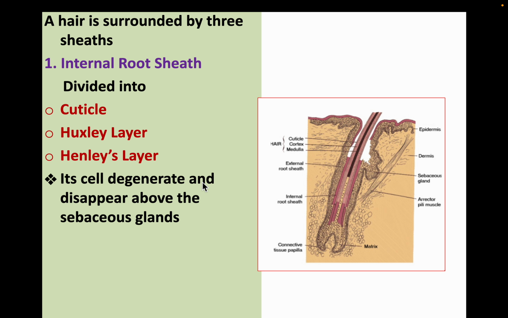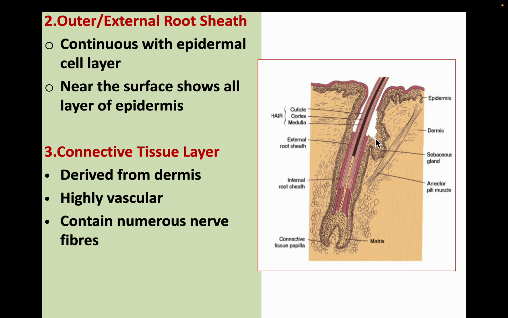A hair is surrounded by three sheaths. That is the internal root sheath, which is divided into cuticle, Huxley layer and Henle layer. Its cells degenerate and disappear above the sebaceous gland. You can see in the structure. Outer external root sheath continues with the epidermal cell layer. You can see, so it is continuing with the epidermal cell layer. Near the surface it shows all layers of epidermis.